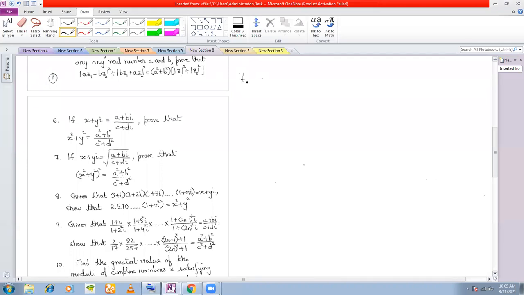Okay, number 7. Given here is x plus yi is equal to square root of a plus bi divided by c plus di. First of all, what you do is you square both sides to remove the radical. So you get x plus yi whole square is equal to a plus bi divided by c plus di.